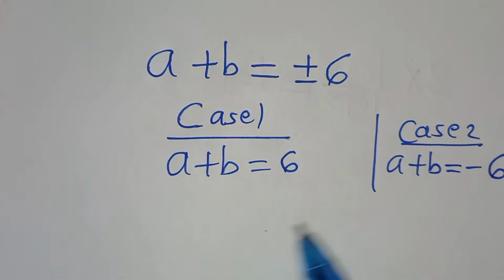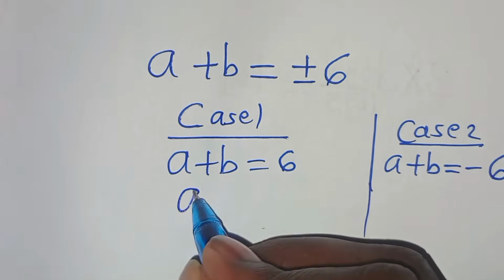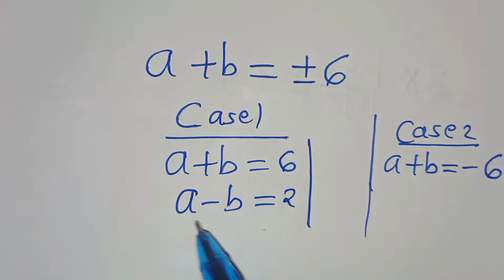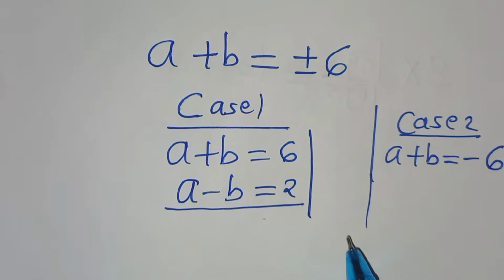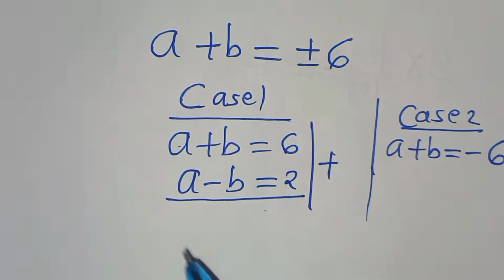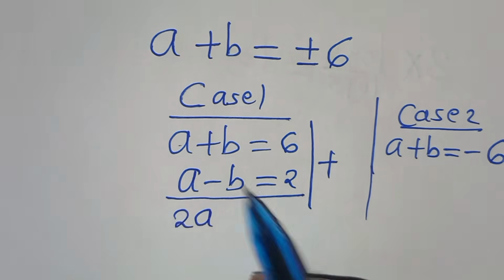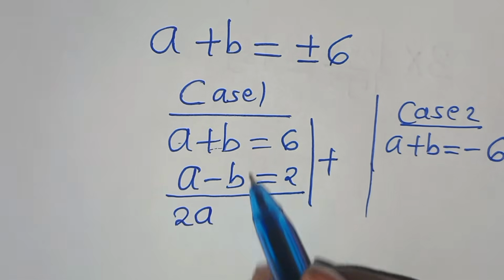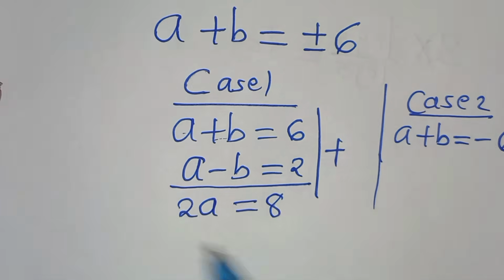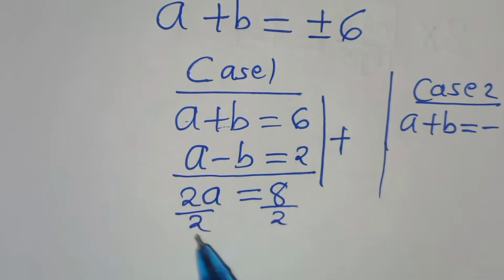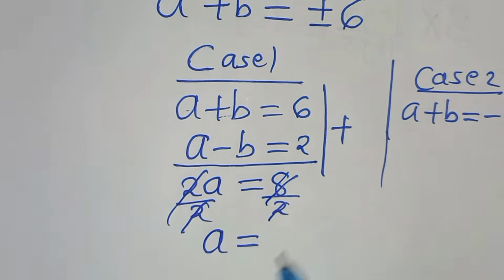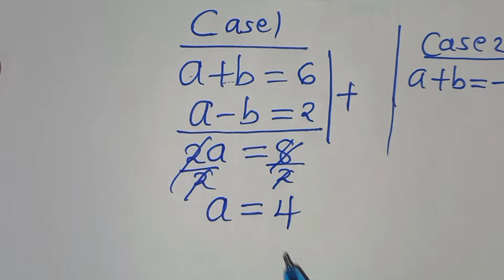Now, from equation 1, which is a subtract b equal to 2, we form a system of two linear equations here. So let's sum these two linear equations. a plus a is 2a, plus b plus minus b simplifies. Then 6 plus 2 is equal to 8. So we can divide both sides by 2. And this means that the value of a is equal to 8 divided by 2, which is 4. So we have the value of a is 4.